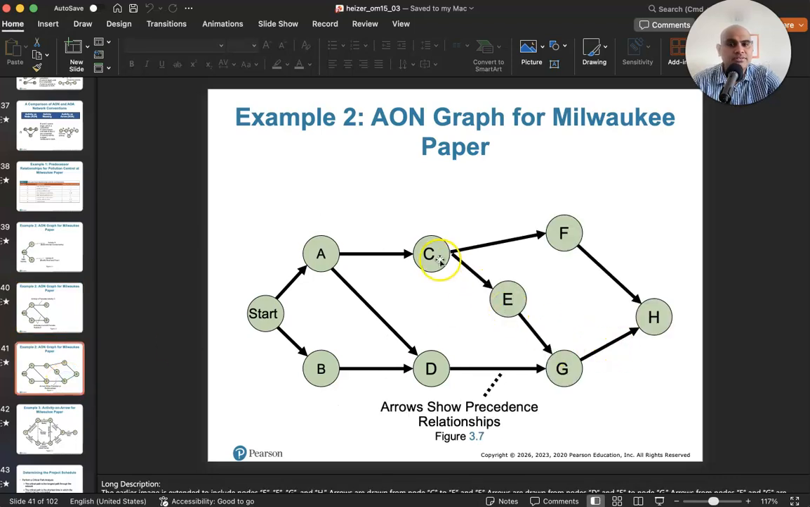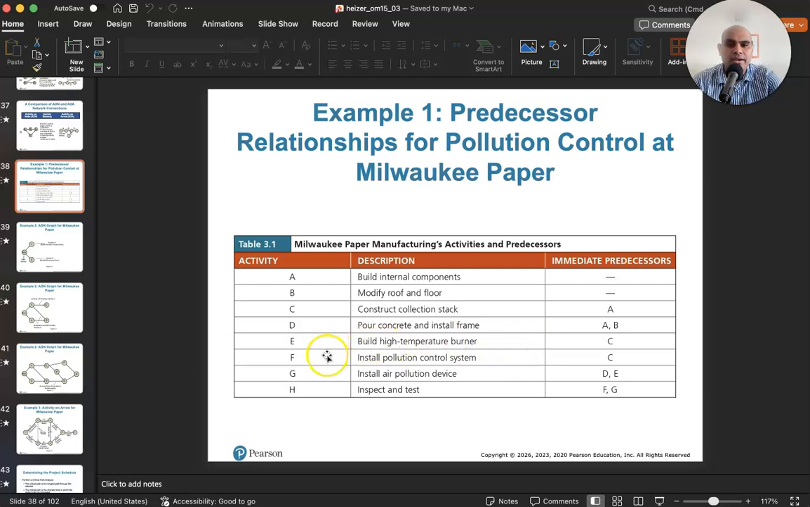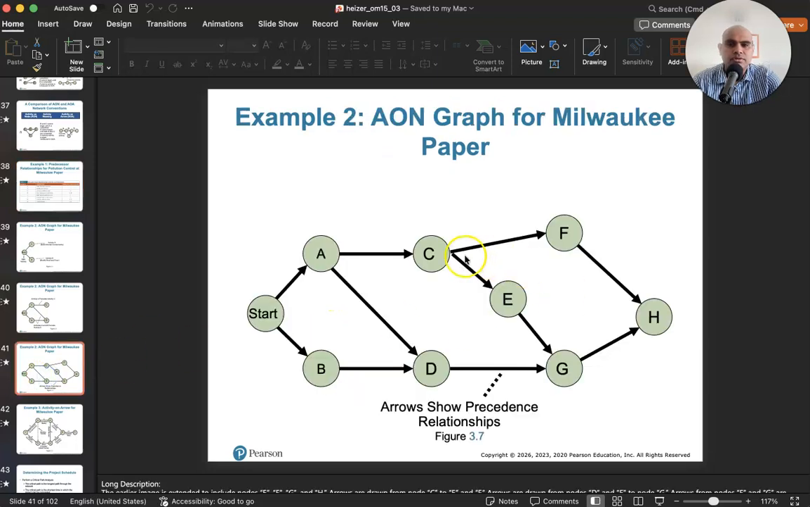Activity E has C as its predecessor, so does activity F. So if you remember, activity E and F only have C as their predecessor. So C needs to be done before you can start E and F. So you'll notice C to E and C to F. So C has to be done before E and F are started. Now for activity G, D and E were the predecessors. So you have arrows going from D and E. And finally, which is the testing activity, you need to finish F and you have to finish G, right? So these arrows show the predecessor precedence relationship.